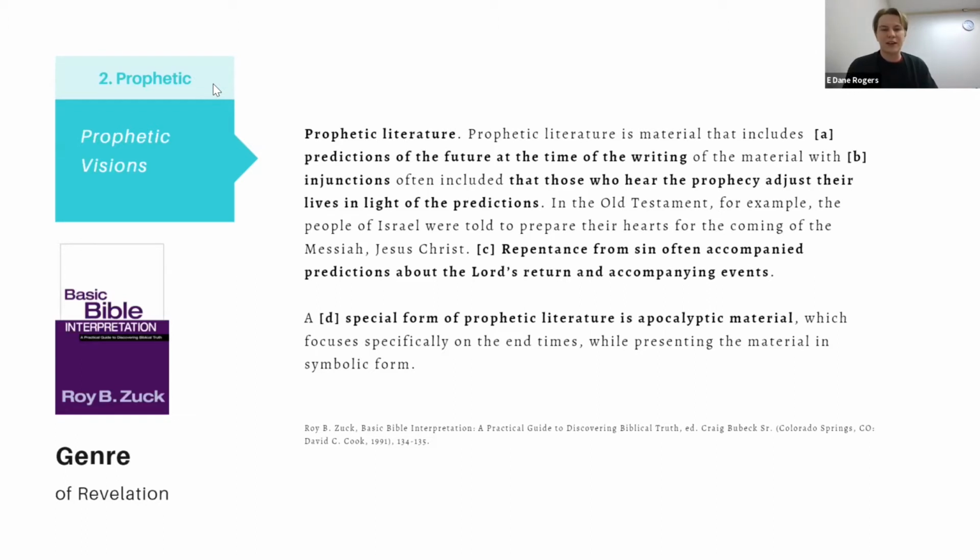Prophetic messages are almost 100% of the time accompanied with a "therefore, sin no more" sort of message. So we're given these prophetic messages for a specific purpose, to guide us towards sanctification in our Christian walk. And D, a special form of prophetic literature is apocalyptic material, which focuses specifically on the end times while presenting the material in symbolic form. So that's really the driving difference between apocalyptic and just simply prophetic genre, is that apocalyptic focuses specifically on the end times.